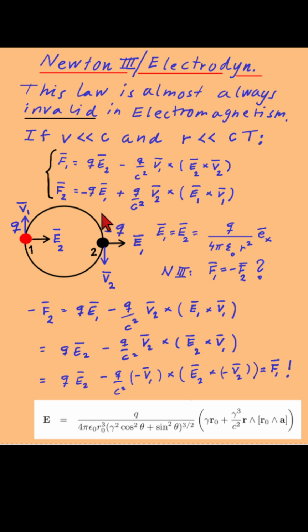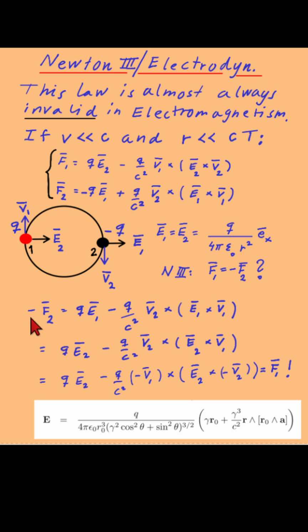and the negative q is giving an electric field E2 in that direction that charge 1 is feeling, and this is also giving an electric field which charge 2 is feeling. No, 2 here and 1 there. And let's check if Newton's third law might be valid in this case under those assumptions.